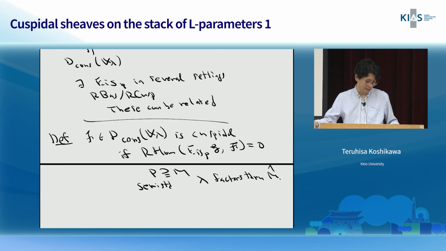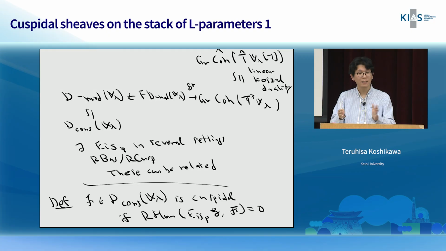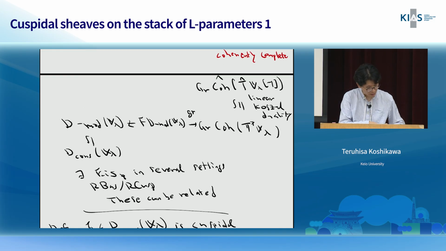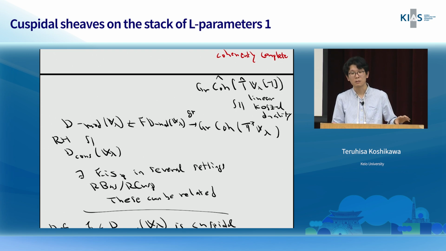Why? Well, we want to classify cuspidal sheaves on the coherent side, but the classification of cuspidal sheaves on D-modules, or equivalently, under the Riemann-Hilbert correspondence, cuspidal constructible sheaves, is already known. So we basically reduce the classification, in some sense, to this setting.